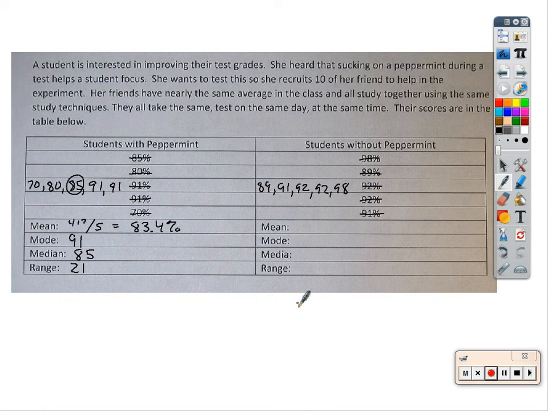Again, for the mean, I'm going to add them up. 89 plus 91 plus 92 plus 92 plus 98. That equals 462. Divided by the number of data points I have, divided by 5. 92.4.